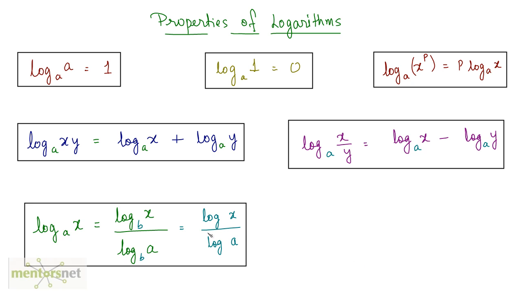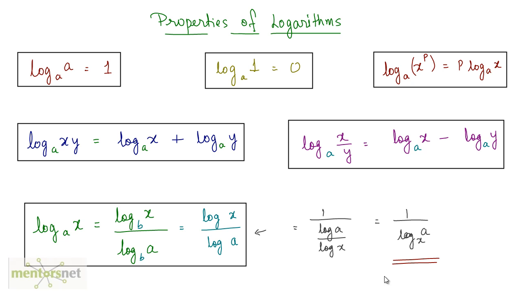Now you can also extend this property further. This can be written as equal to 1 by log of a by log of x, isn't it? And that can be written as 1 upon log of a to the base x. We can exchange the number and its base. So this is one thing that needs to be remembered.